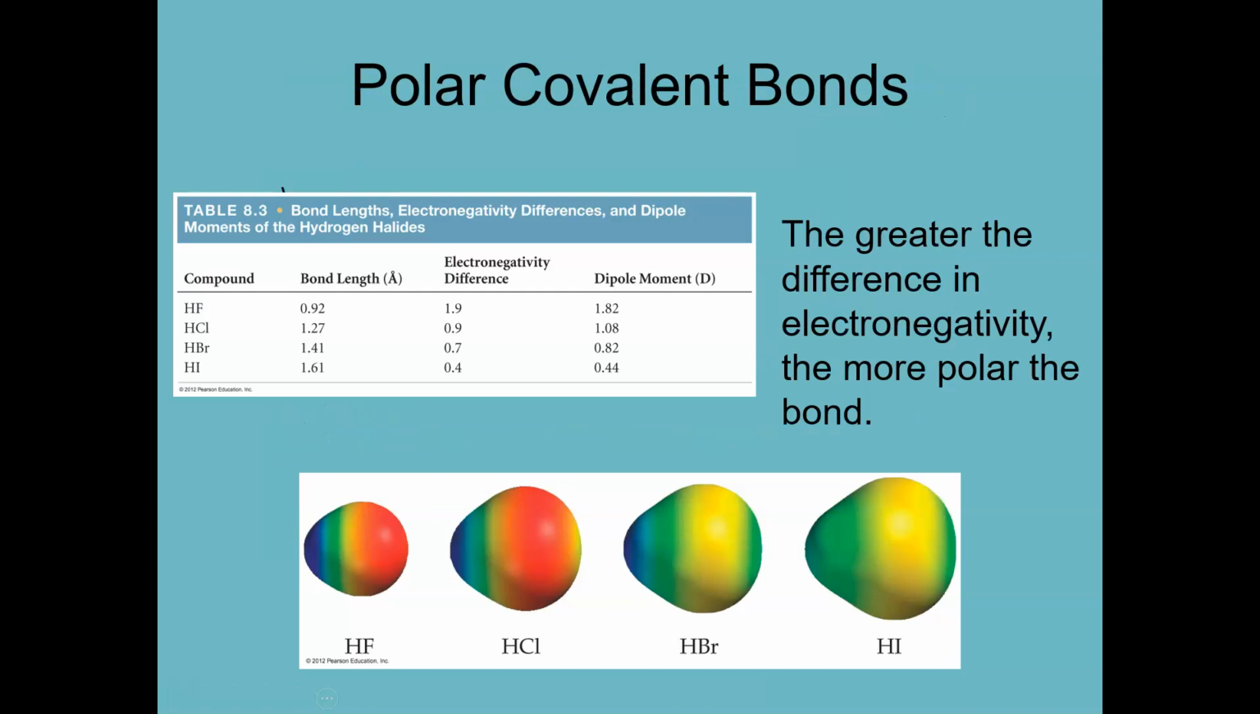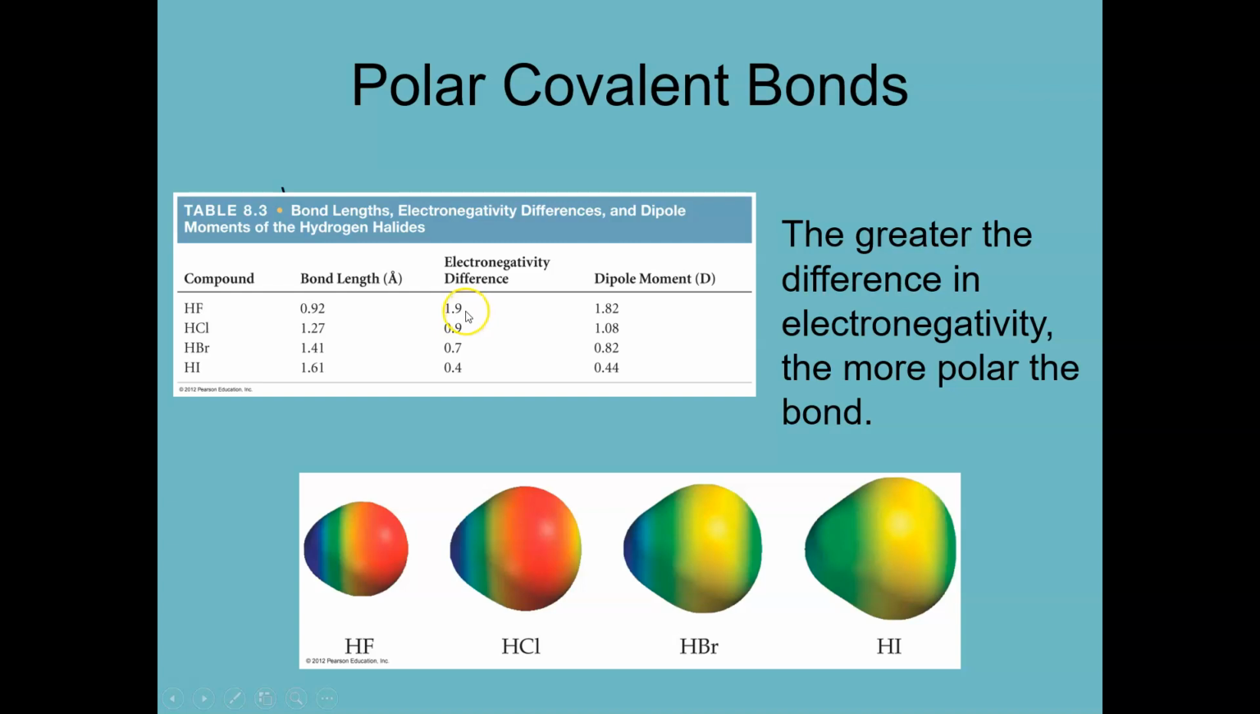Well, let's take a look at bonds and what happens when we bond elements together in covalent bonds and what happens with electron density and polarity when there are differences in electronegativity. So what this image shows is hydrogen bonded to the four common halogens. Hydrogen bonded to fluorine, hydrogen bonded to chlorine, hydrogen bonded to bromine, hydrogen bonded to iodine. And you can ignore this bond length and dipole moment column here, but what's interesting to see is just to look at the difference in electronegativity.